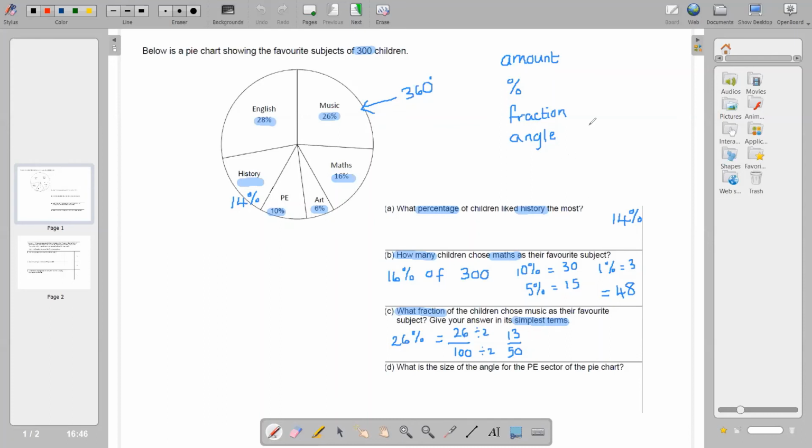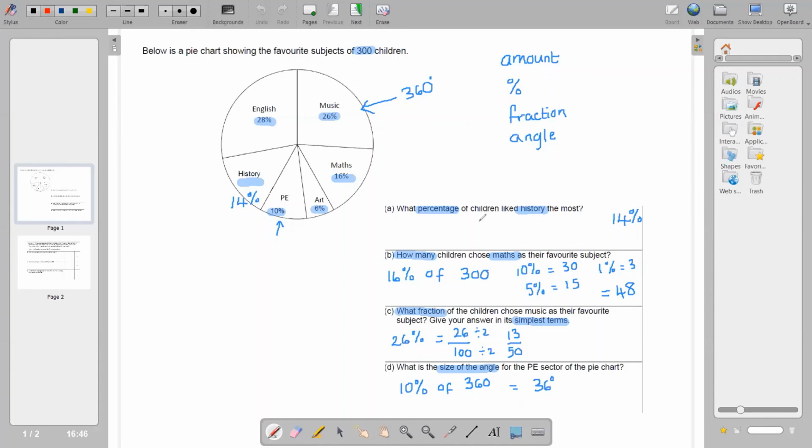Now the next question is asking me for the size of the angle for the PE sector of the pie chart. So if we have a look at this now, the PE sector I know is 10%. Now the total angles in the pie chart I know from up here are 360. So I need to find 10% of 360. So to do that, I would divide 360 by 10, and my answer would be 36 degrees.